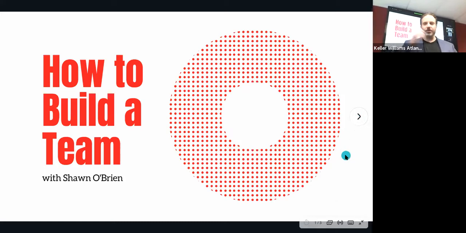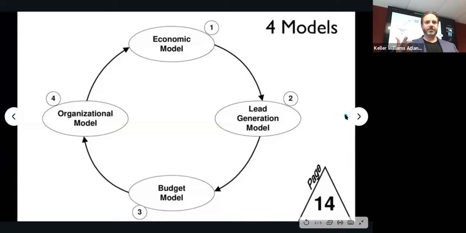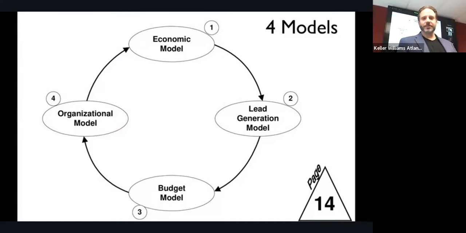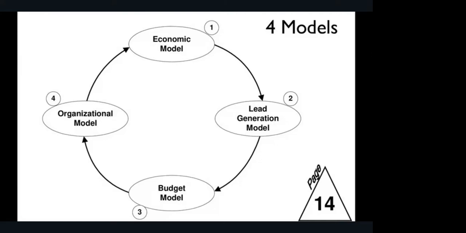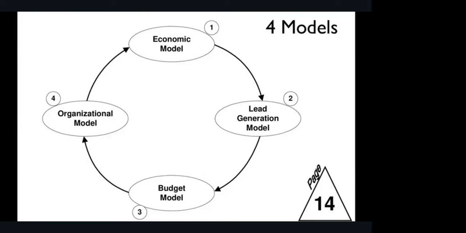Does anybody know how many models are in the Red Book? We always say, we're a company built on models and systems. Does anybody know what the 4 models are in there? No? Lead generation, economic. I forget the other 2. Organizational, and how you spend your money. Budget. Has everybody mastered all 4 of these? That's why I couldn't remember the budget one, because I'm not very good at it. That's why you need your wife. She needs to keep the leash on your wallet.